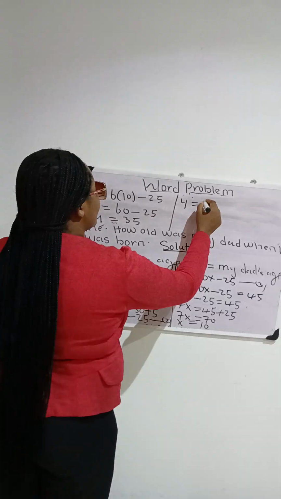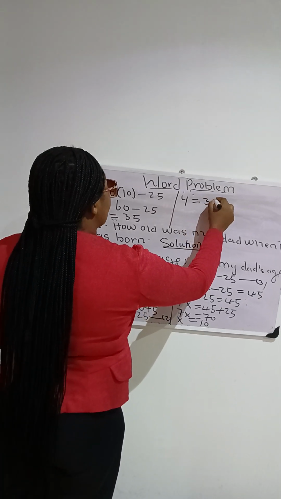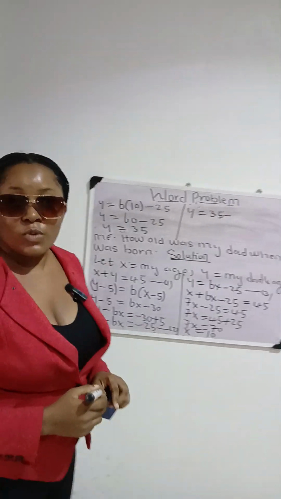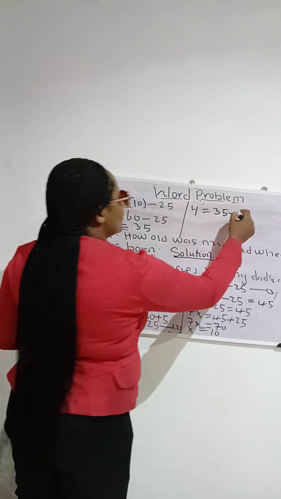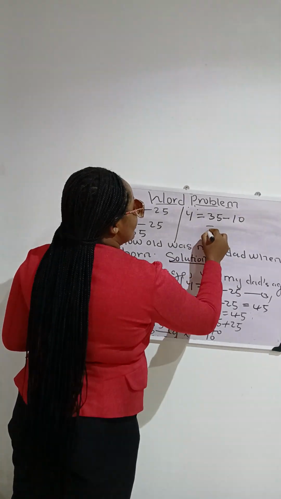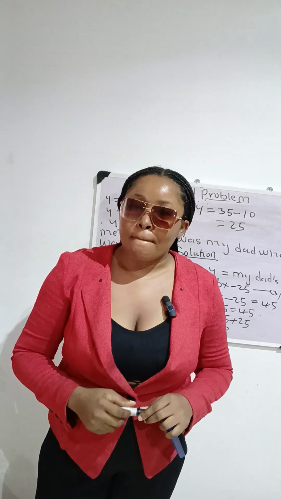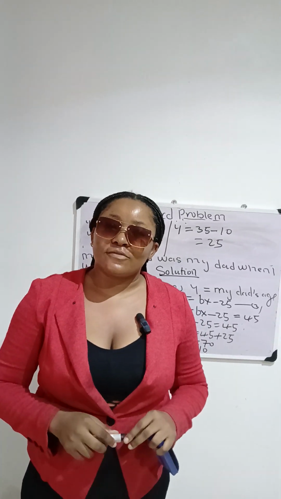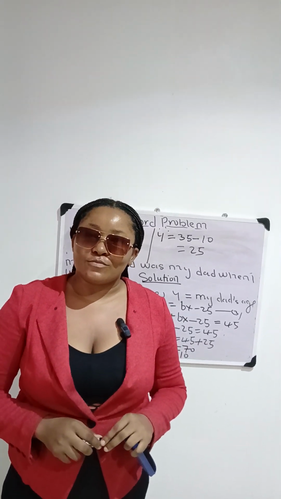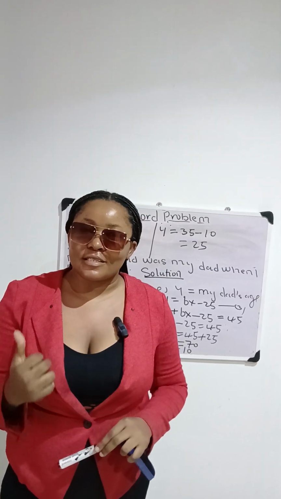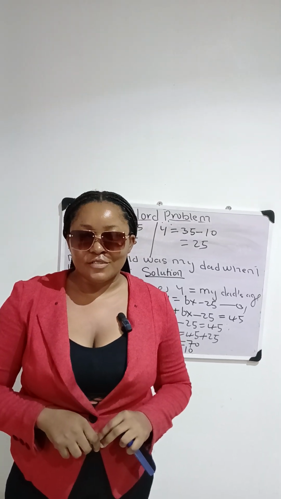So that gives us that y value when I was born will be this minus this, which is equal to 25. So it means that my dad was 25 years old when I was born, which was what? 10 years ago.